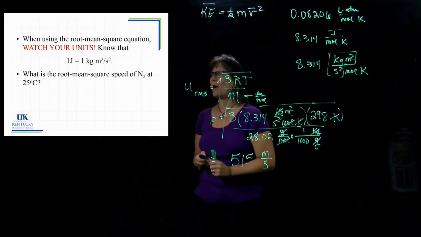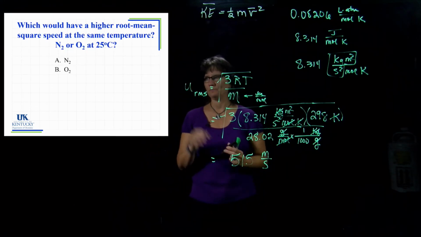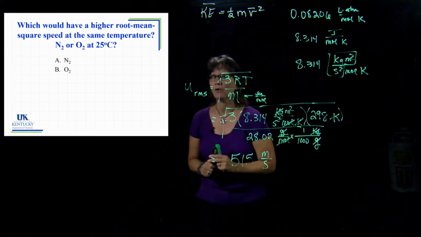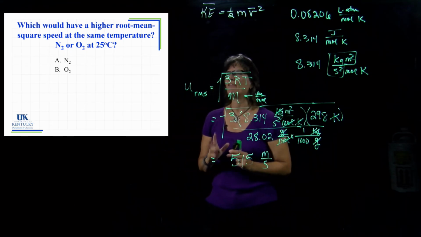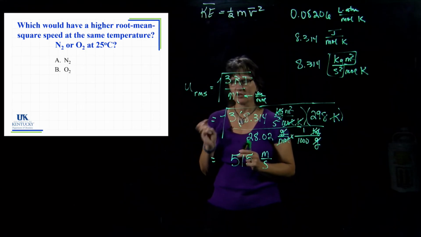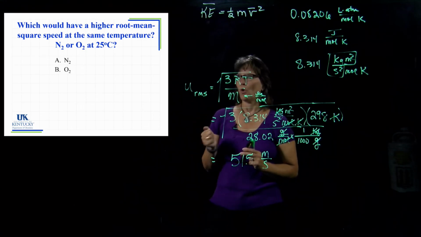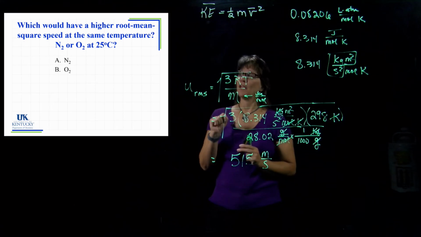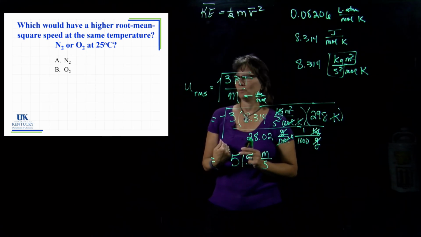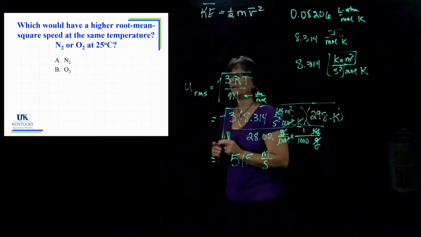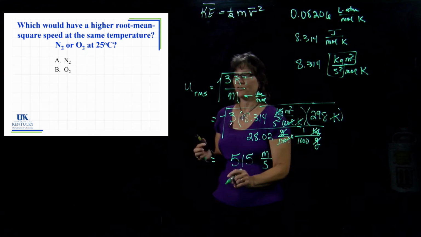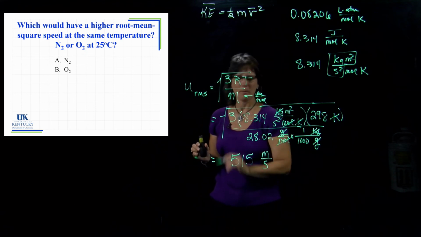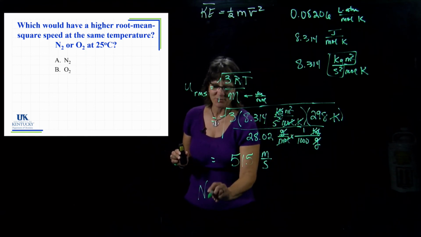All right, next problem. I want you to work this one. Now, I want you to think about this equation and answer which one of those would have the higher average root mean squared speed, the N2 or the O2. Stop. Think about it, choose one, and then resume. Okay, hopefully you thought about it, and you came up with it is going to be the oxygen. No, you wouldn't come up with the oxygen, you'd come up with the nitrogen.